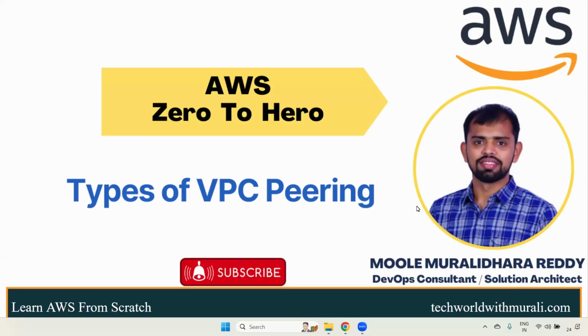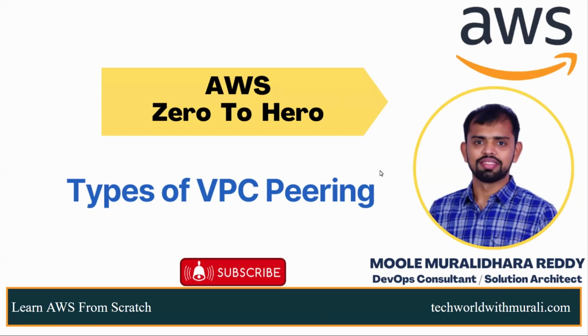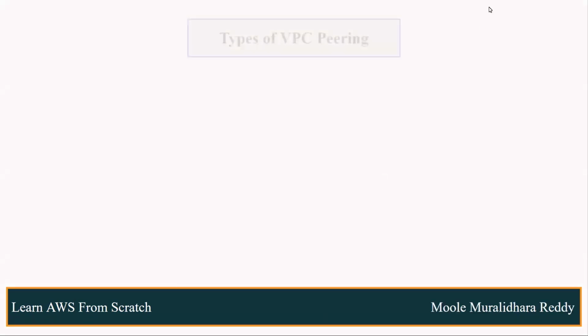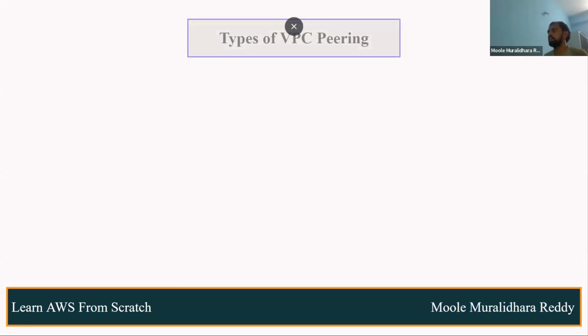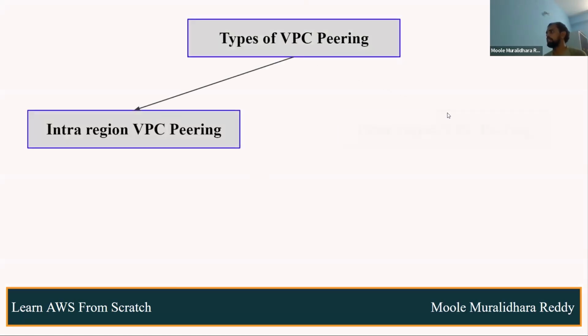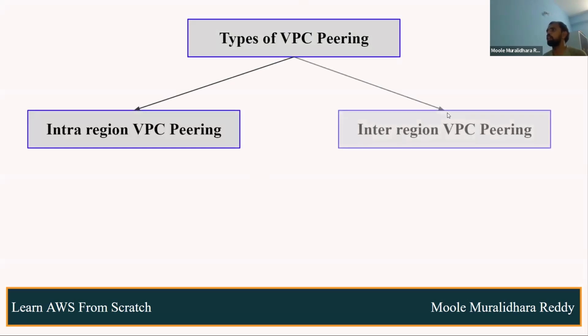Now we are going to discuss the types of VPC peering. There are different types of VPC peerings. We can see the diagram so that you will get some idea. Here, one is intra-region VPC peering, and the second one is inter-region VPC peering.